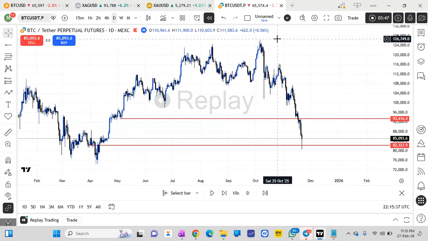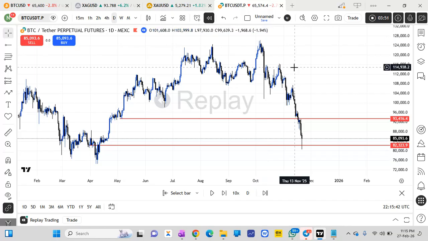I'm not looking to buy to take out this side, even though I know that this is the ultimate zone that price wants to take out. But I'm just looking at the nearest run, the liquidity.